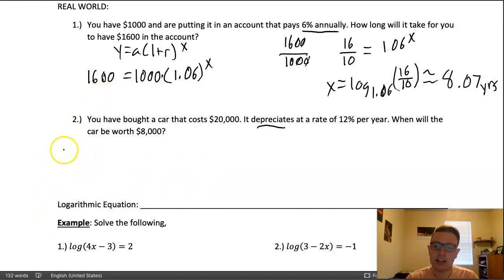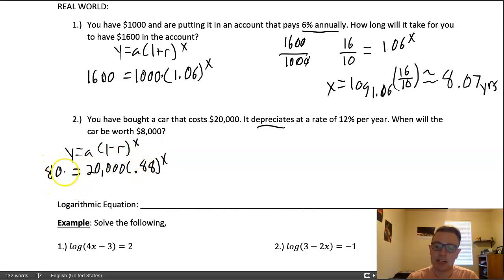If it's depreciating and not compounding, we're going to use y is equal to a times (1 minus r) to the x. Our initial value was 20,000. Our rate was 12%, so this is 1 minus 12%, or 0.88 to the x. And we're trying to figure out when this will be worth 8,000.